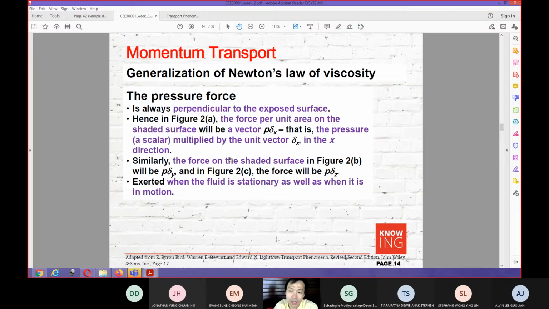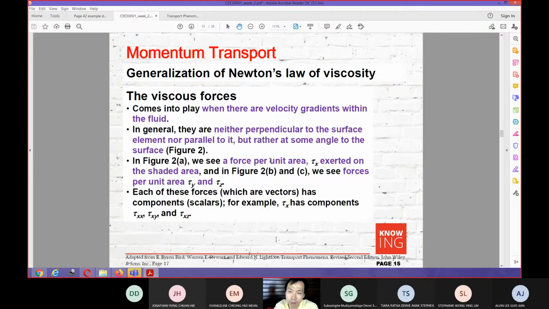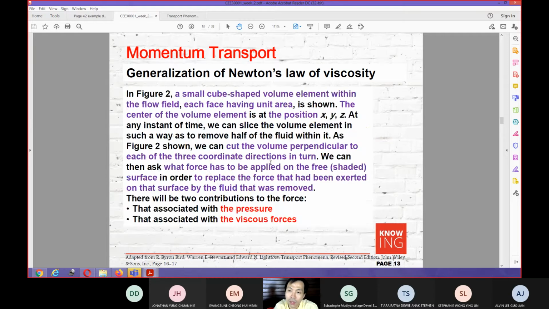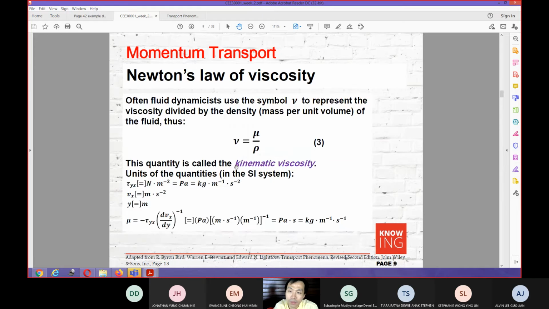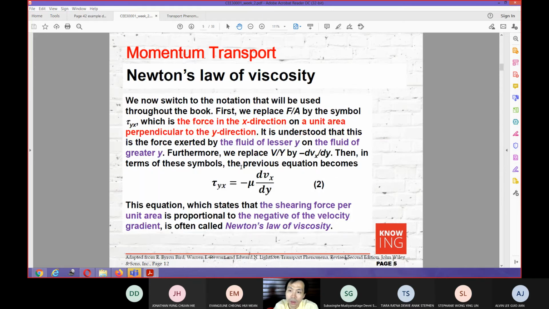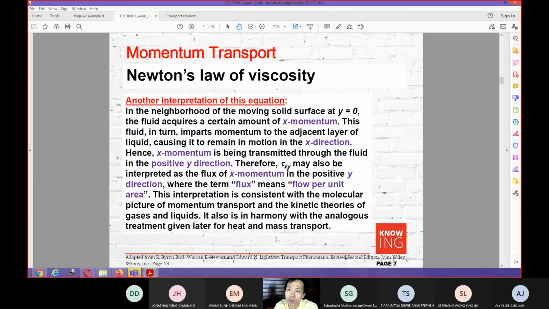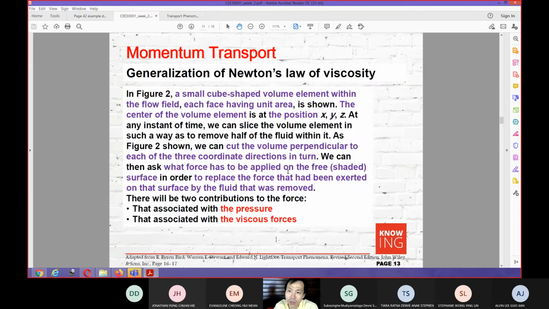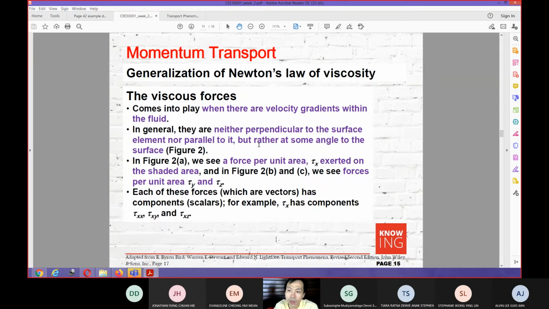So this pressure force is exerted when the fluid is stationary as well as when it is in motion. The viscous force, on the other hand, only plays a role when there are velocity gradients within the fluid. So if there is no velocity gradient within the fluid, then there will be no viscous forces because of this particular term in the equations. That is something associated with the viscous force.